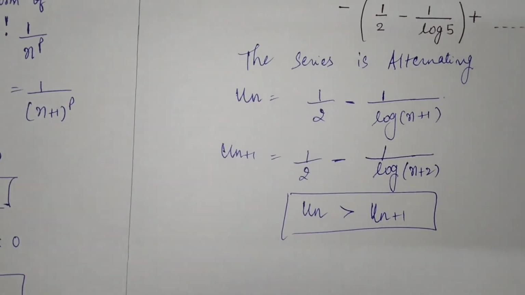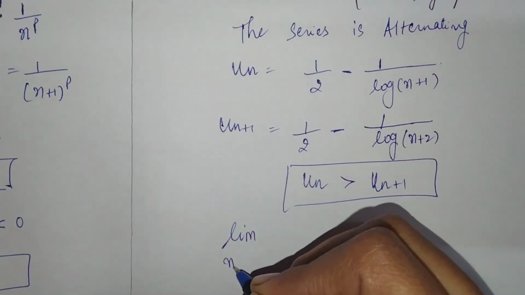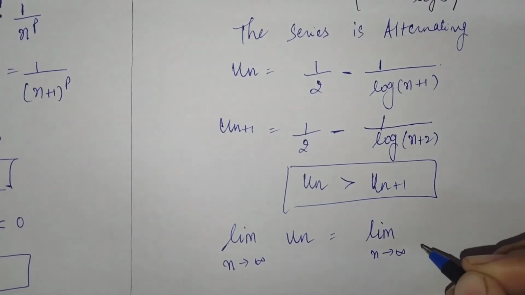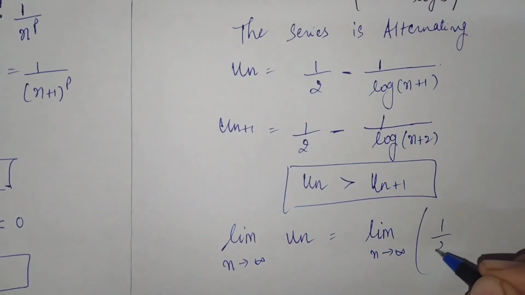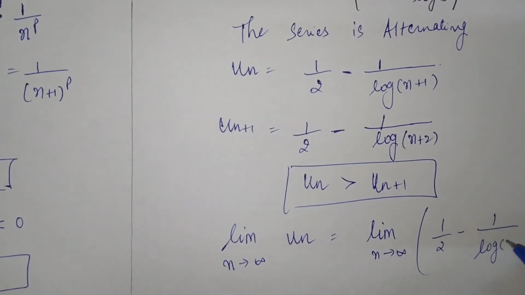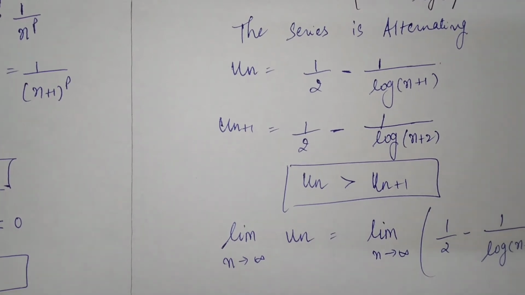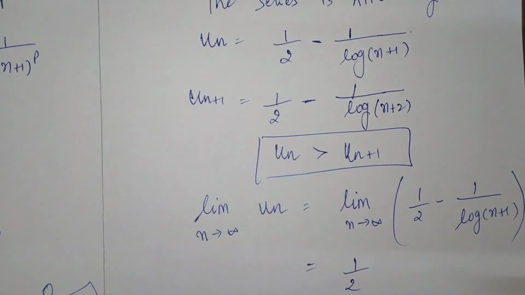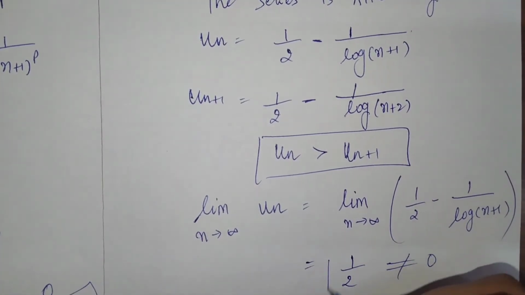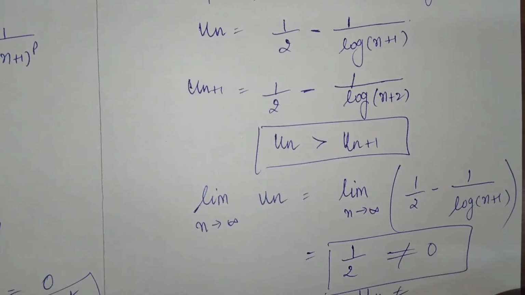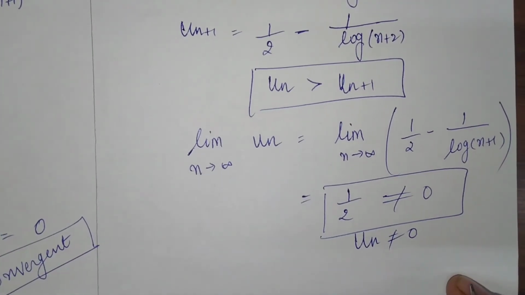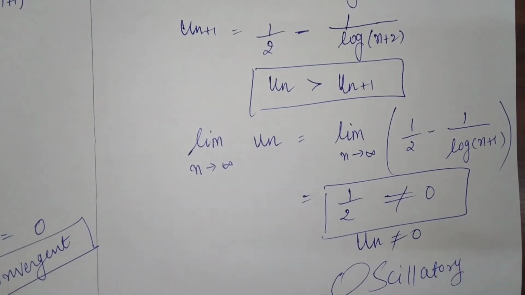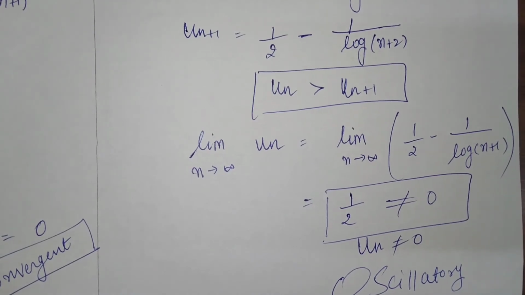So now we will check the other condition, that is limit n tends to infinity of un. So limit n tends to infinity of, what is our un? 1 by 2 minus 1 by log n plus 1. And whenever you put the limit, you will get the answer 1 by 2. But 1 by 2 is not equal to 0, meaning un is not equal to 0. So the answer of this series will be oscillatory. Okay. So the given series is oscillatory.